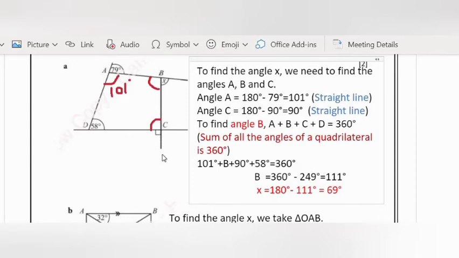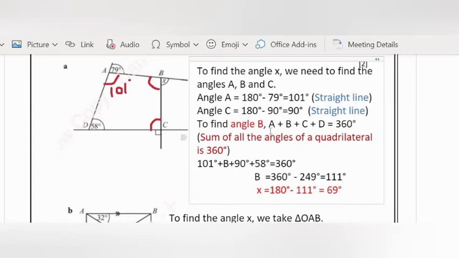This is for a straight line, we have the total angle 180 degree. So we subtract here, that is 180 minus 90. So we get 90 degree.